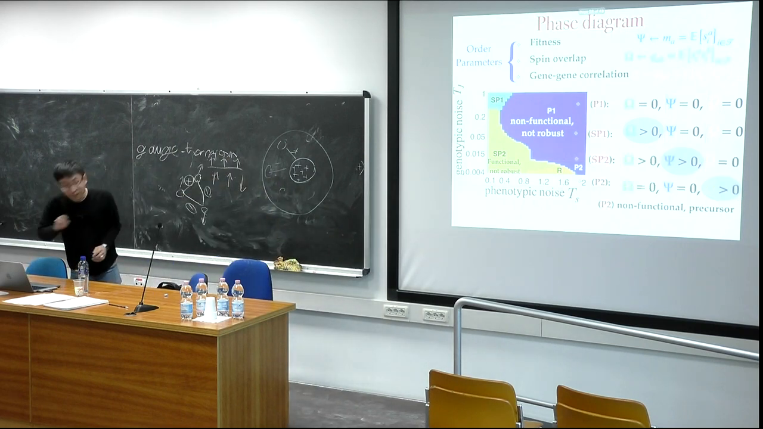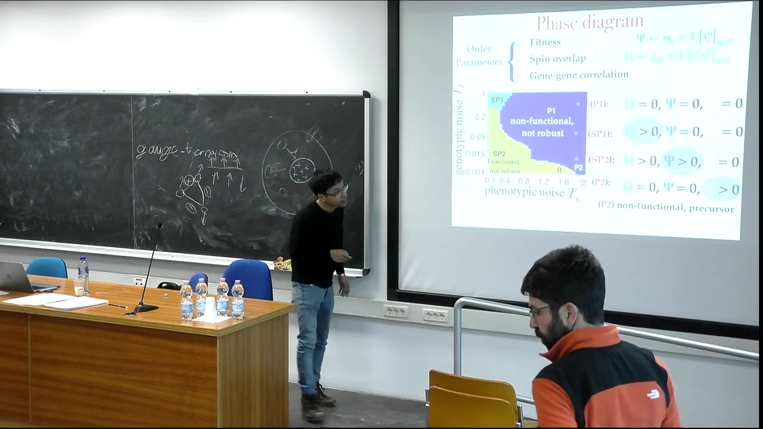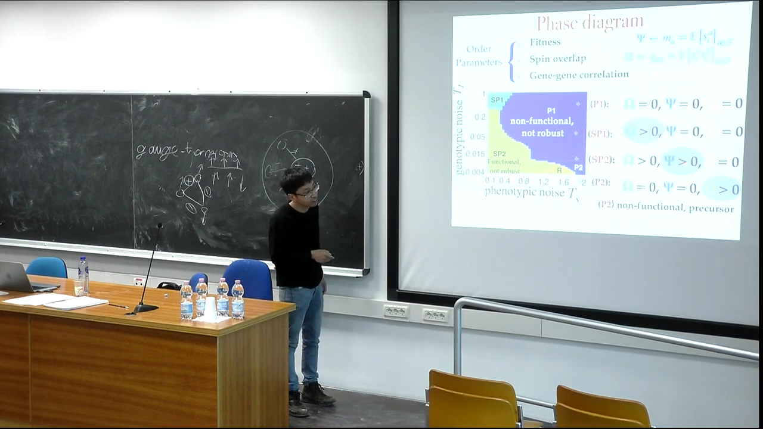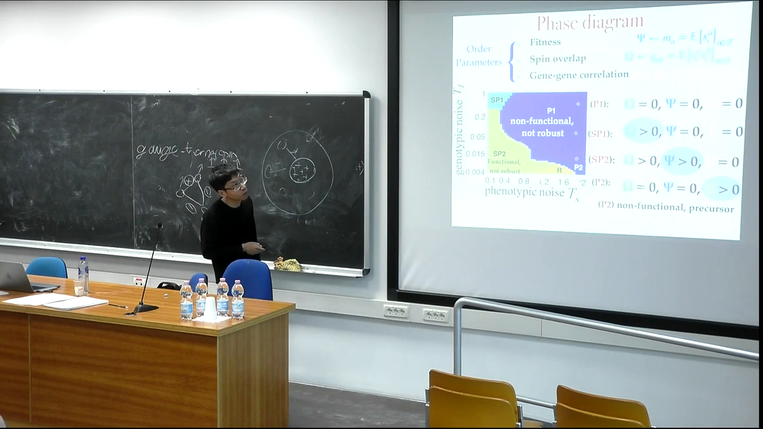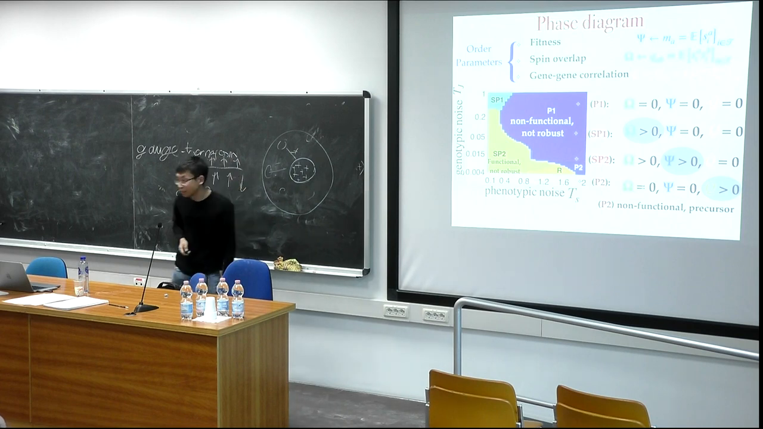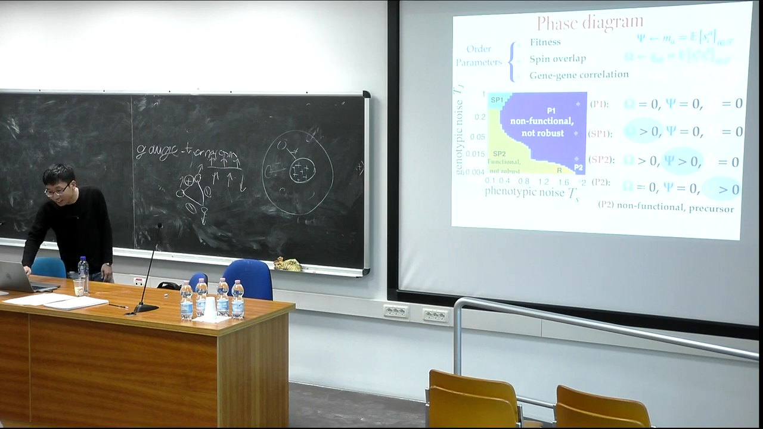Now we move to the next two phases, which are the SP2 and the P2. The SP2 is now becoming interesting because for the first time you see non-zero fitness. So the fitness, the magnetization here, right, is positive, indicating that the system is functional. It has some sort of fitness. And then it also has a little bit of overlap here. But still, the correlation between the two genes is zero. So in this region, the system is not robust, because by our definition, the system can only be robust if all of these three other parameters are non-zero. And actually, they need to have a high value. So non-zero is not sufficient. It needs to have quite sufficiently high value.